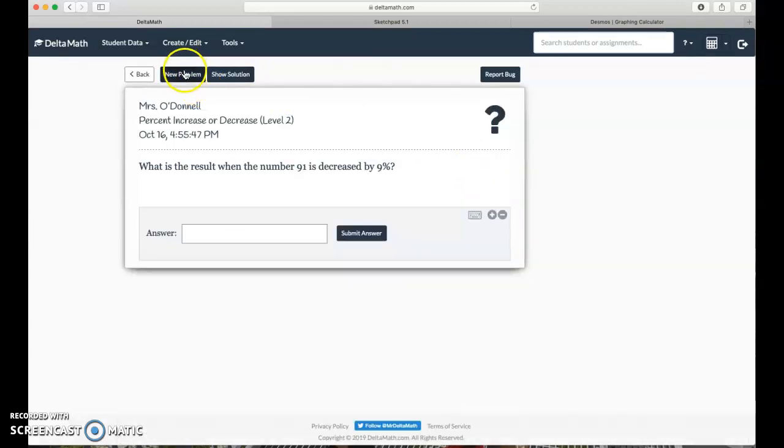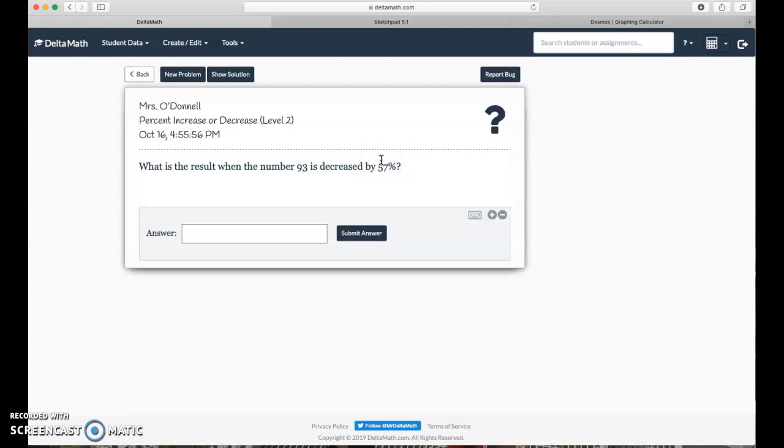This is the same deal. 91 decreased by 9%, decreased by 9.5%, decreased by 3%, decreased by 57%, and you can use a little number sense, right? So we know 50% of 90 is 45, right? So our final answer should be somewhere in that vicinity.